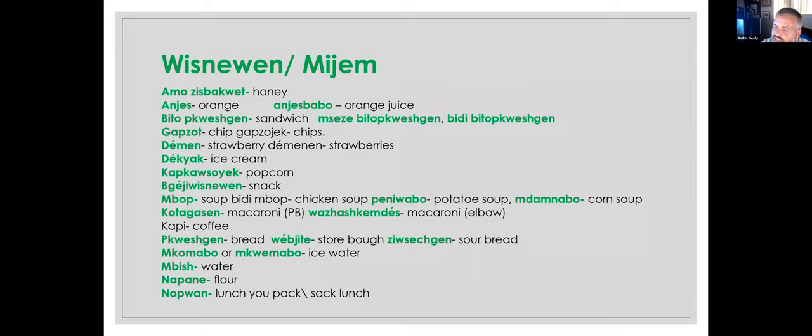Ziosechkin is sour bread. Now, the difference between pakwejgan and webjide is that pakwejgan is more like a loaf of bread. You would bake a loaf of bread, and you're able to cut off slices of it. That's what pakwejge is talking about, being able to cut it off. Webjide is more like it rises up, that store-bought bread that is in slices already. Ziosechkin, that ziose has to do with something sour, so it's that sour bread.